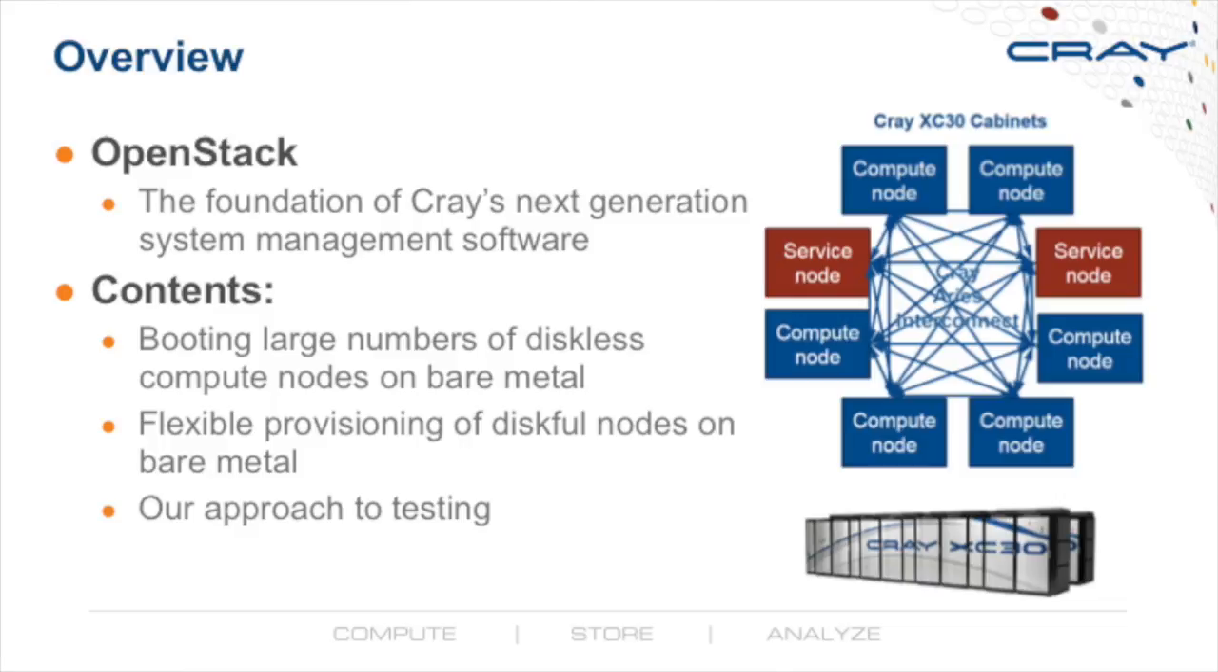First of all, Cray are basing their next generation system management software on OpenStack, so that's why we're here. A typical Cray machine consists of large numbers of diskless compute nodes and a smaller number of Diskful service nodes. So the focus of this talk is really about deploying those nodes, both the diskless and the Diskful ones, in both cases on bare metal. And we'll finish off with a talk about how we test this.